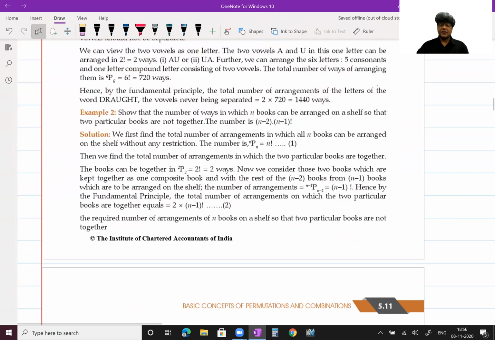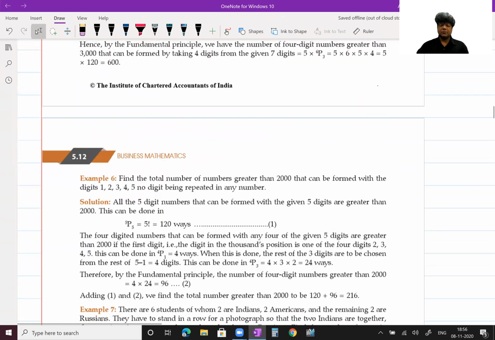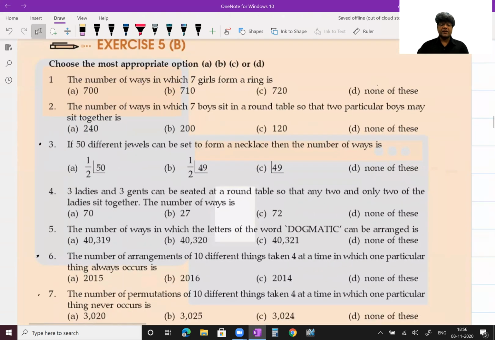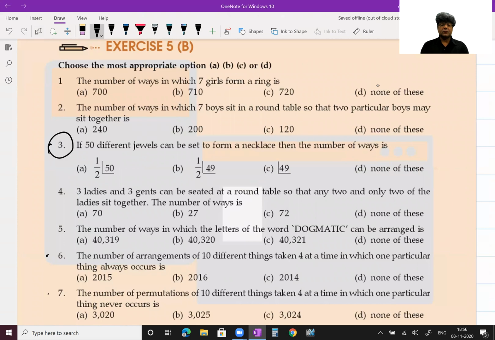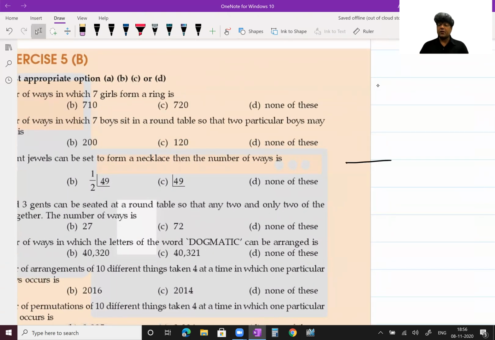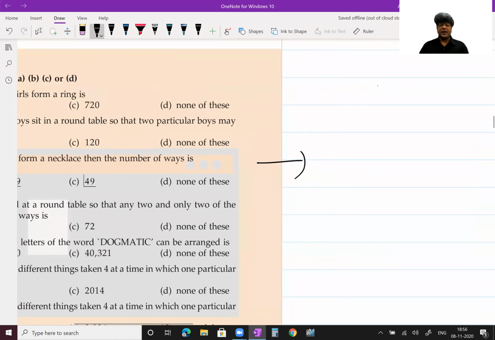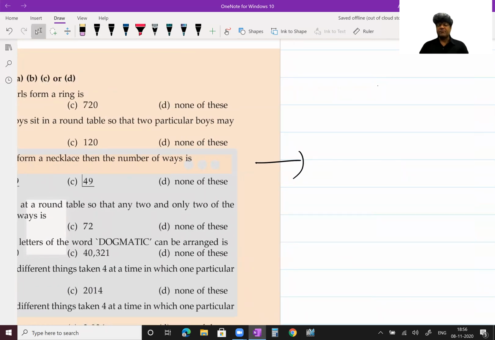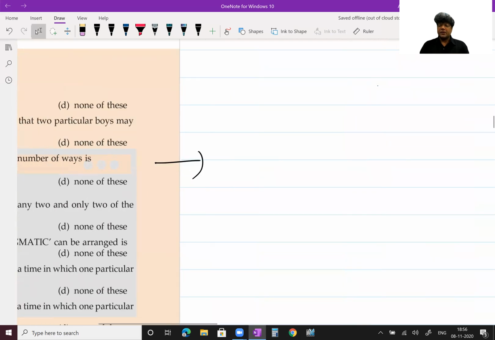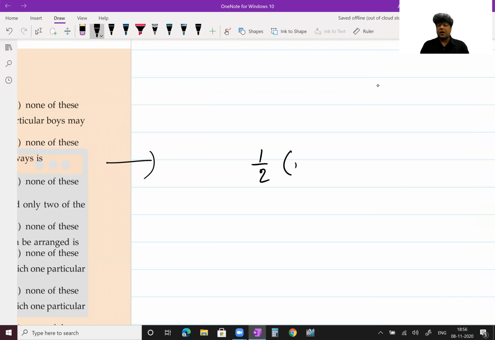All these example questions, guys, you must see. Even if you don't want to do them, just go on seeing. Guys, see this question number 3. 50 different jewels are to be set to form a necklace; find the number of circular permutations. And for a necklace or garland question, you can view both ways; you can turn them upside down. So how many? 50 different jewels. What is the formula for this, guys? Half into n minus 1 factorial, because both the directions will come.